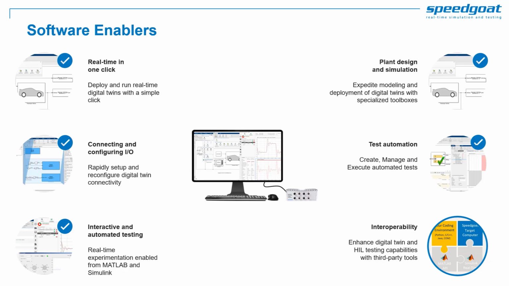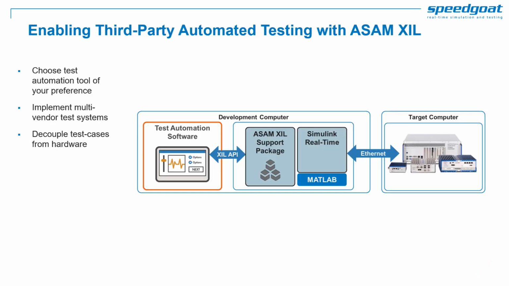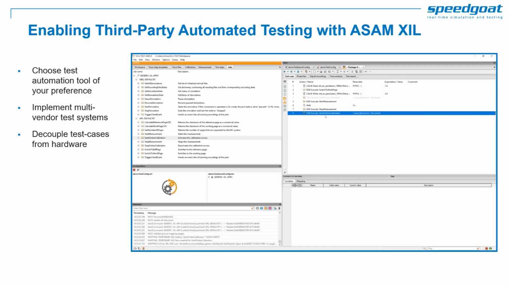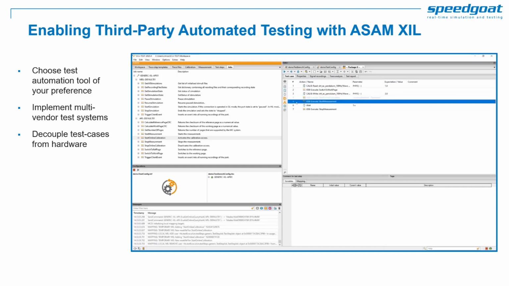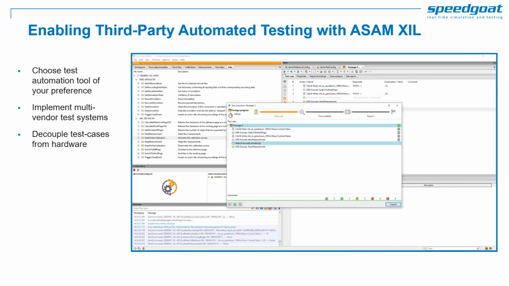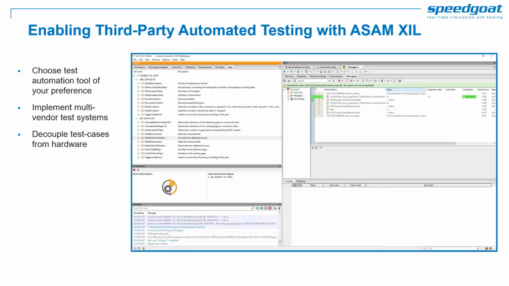To finalize on the software enablers, allow me to talk about the open and flexible platform. For instance, XIL API allows you to interface your Speedgoat simulator with the XIL test automation tool of your preference. This lets you build flexible HIL systems, reuse test campaigns, and also reuse available in-house know-how. Here, I show the example of the integration with ECU-TEST from Tracetronic, a test automation tool widespread in the automotive industry.